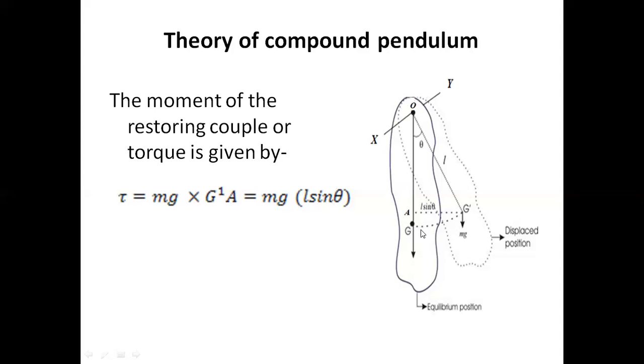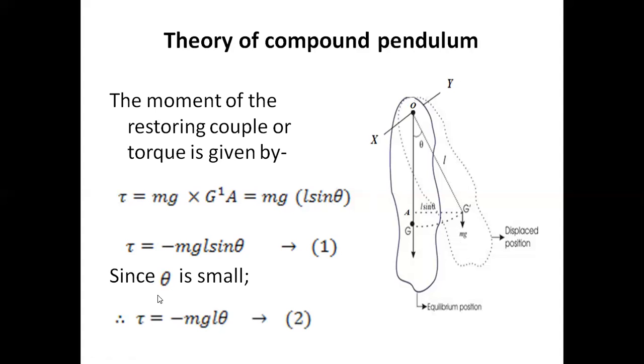Since we have displaced the body through a very small angle, theta will be very small. If theta is very small, sine theta is equal to theta. Hence tau is equal to minus mgl theta. Since it is always moving towards the center or equilibrium position, it is denoted as negative. Therefore the torque acting on the body is equal to minus mgl into theta.